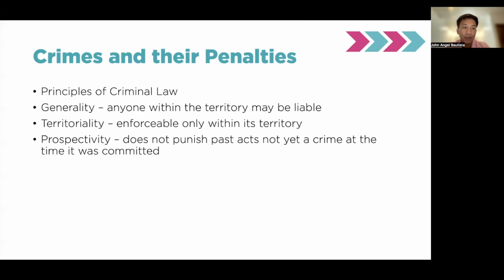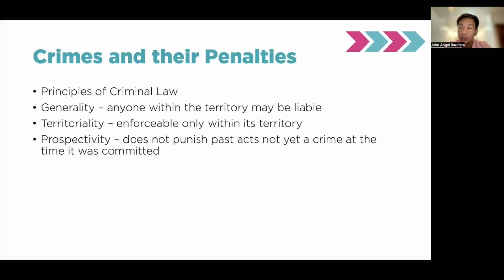So we have three principles of criminal law that we abide by: generality, territoriality, and prospectivity. First, when we say generality, we are talking about who. Kung sino ba yung mga subject ng criminal laws ng Pilipinas. Sino ba ang mga pwedeng mapanagot sa batas ng Pilipinas. Ang sabi sa principle ng generality, anyone who lives or sojourns within the territory of the Philippines may be held liable by our criminal laws. So basically, lahat ng nandito sa Pilipinas can be held liable for our criminal laws.